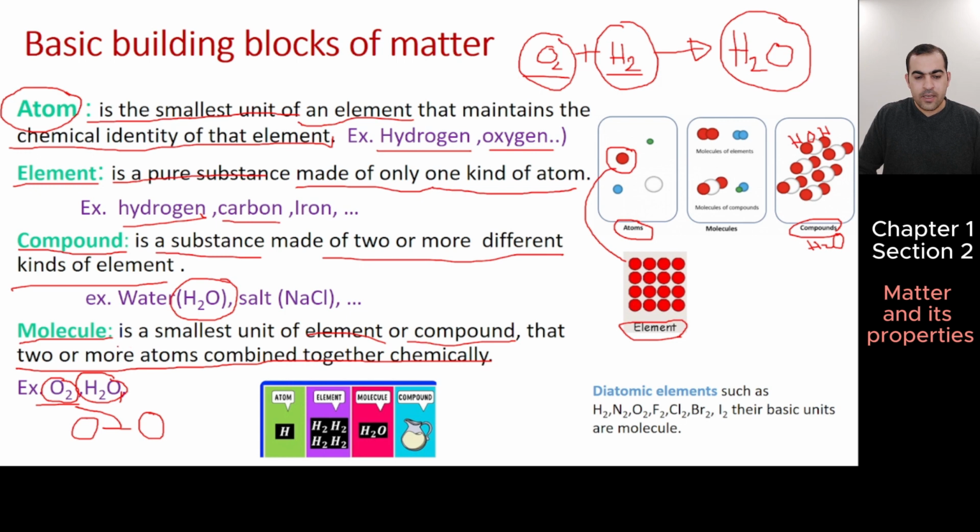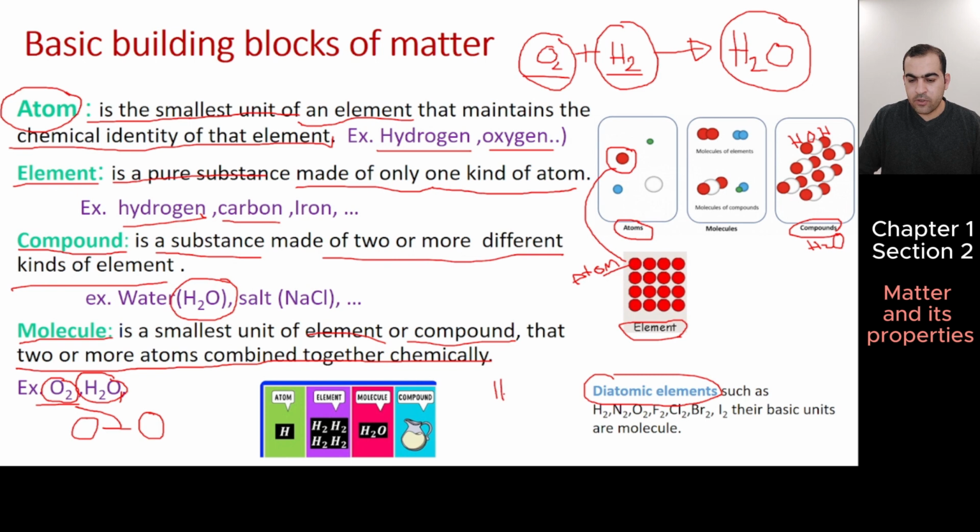It says a molecule is the smallest unit of an element or compound. For example, for an element, the smallest unit is the atom, right? A molecule can be the smallest unit of an element or compound. How? We have diatomic elements in nature. There are 7 diatomic elements. Their atoms are in pairs. What does it mean? There are two together.